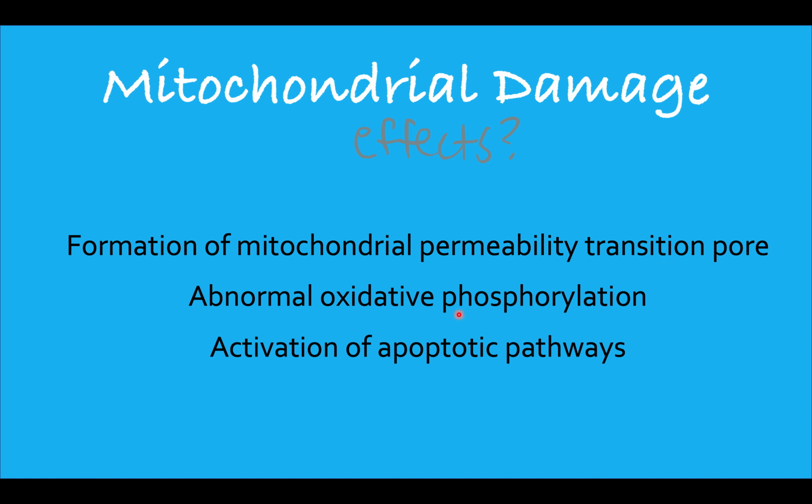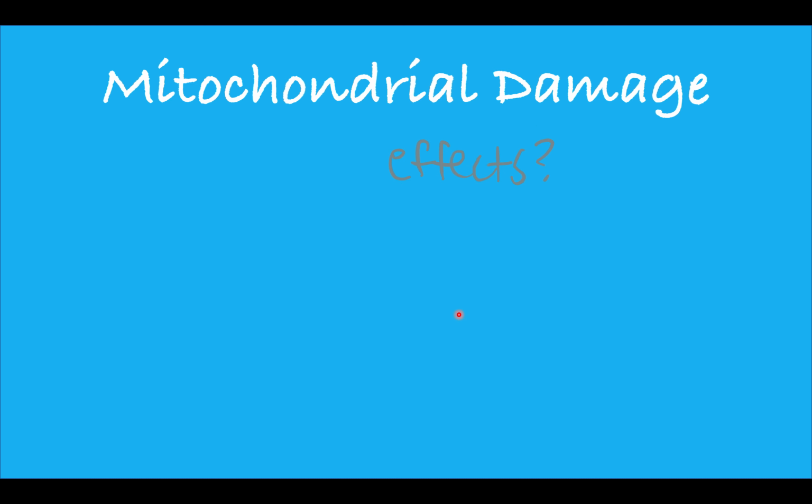You can also get abnormal oxidative phosphorylation because, again, the mitochondria is where that's taking place. So if your mitochondria is damaged, then it might impair your oxidative phosphorylation. And because you're damaging it, that can actually start to activate apoptosis. So we'll go over each of these individually.